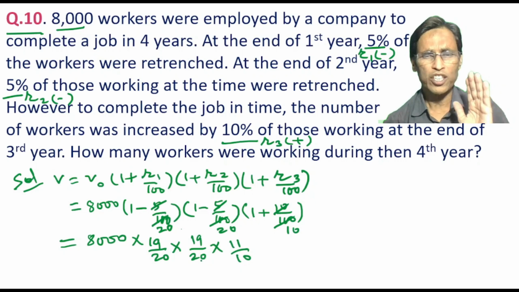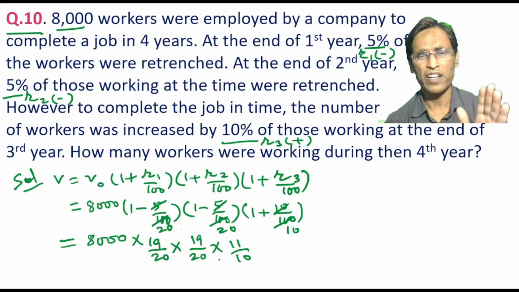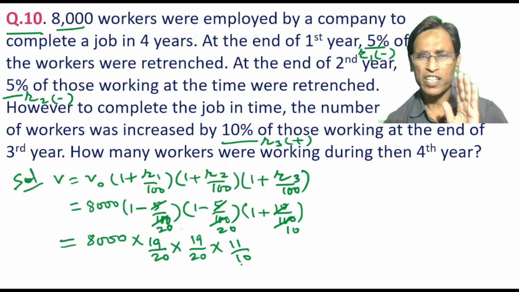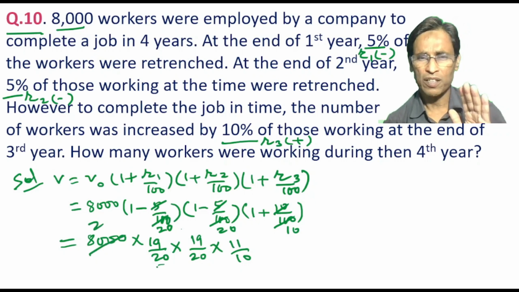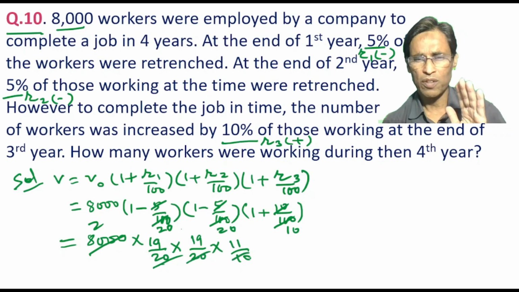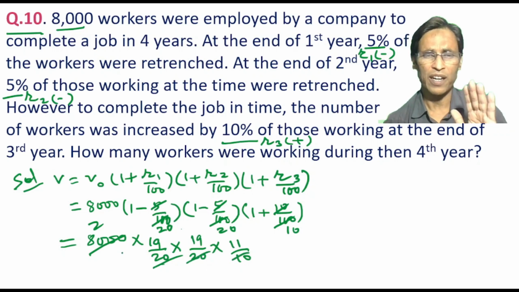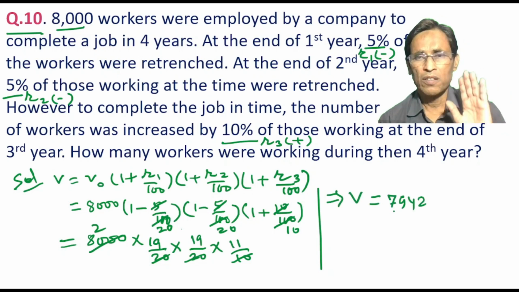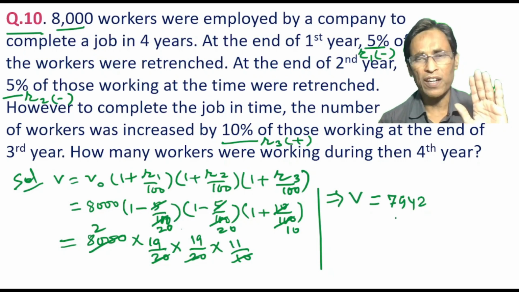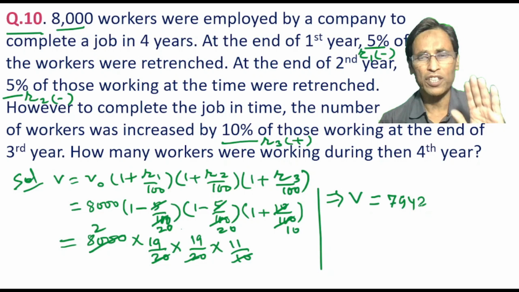Now 20 into 20 comes 400. 400 into 10 comes 4000. So altogether 20 into 20 into 10 can divide 8000 in 2 times. Therefore, we cancel 20, 20 and 10 and 8000 in 2 times. In the next step, we get the value of V, 7942. Therefore, the required number of workers is 7942 during the fourth year. Answer.